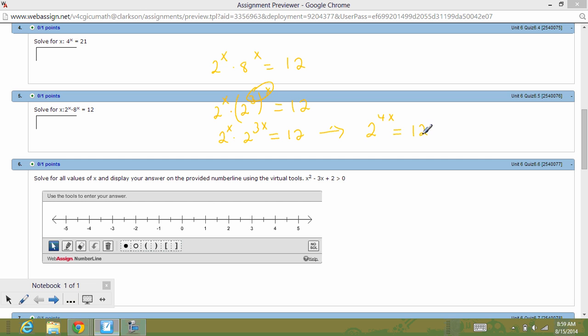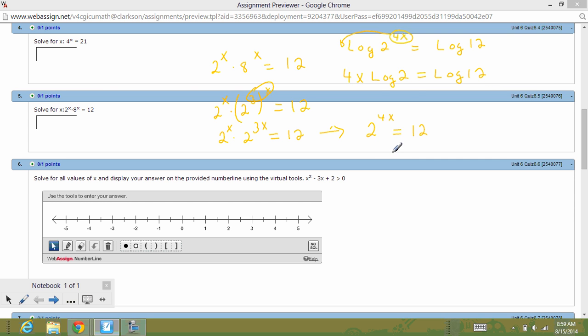So we don't have a way to use the common base technique, and instead we'll use the technique we just used a moment ago in question 4. We'll go to the log technique, and we have the log of 2 to the 4x equals the log of 12. And then I'll use the log rule that allows me to turn this into a multiplication exercise. So it becomes 4x log 2 equals log 12.